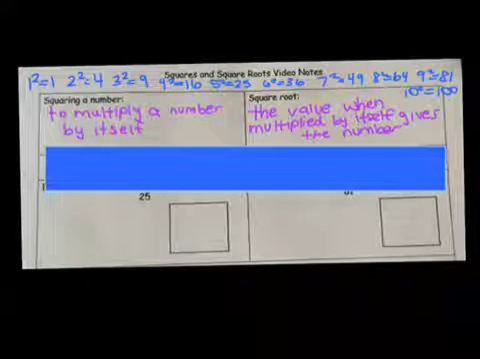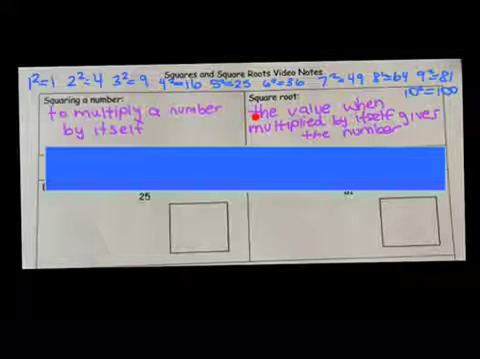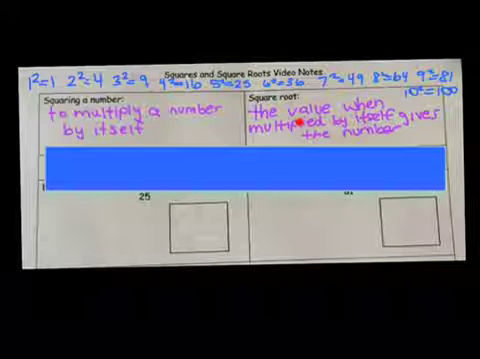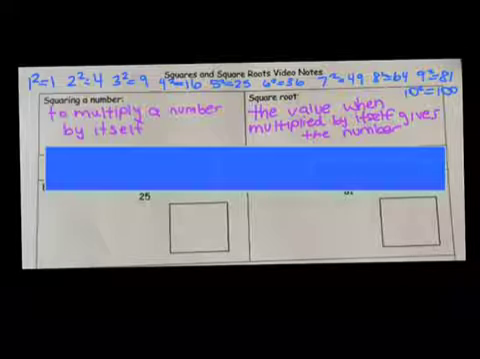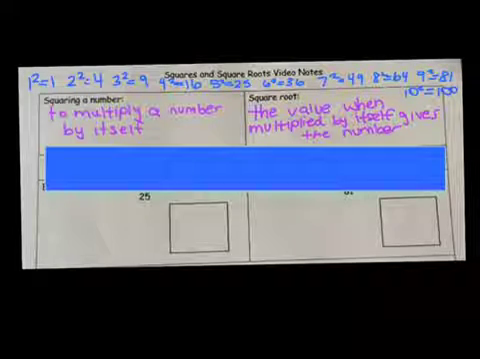Alright, the next thing we're going to go over is what it means when we take the square root of a number. When we square root a number, we're looking for the value that, when multiplied by itself, gives us that number. And as we practice some of these, you'll understand more what that means.